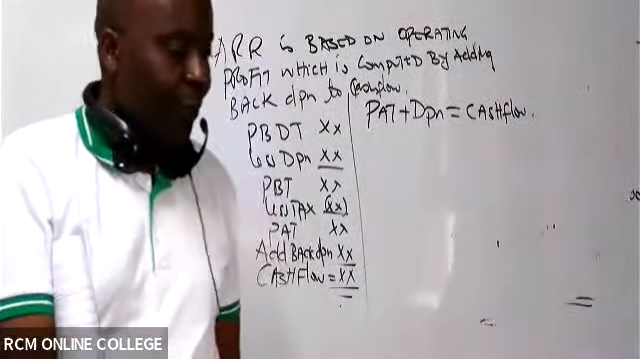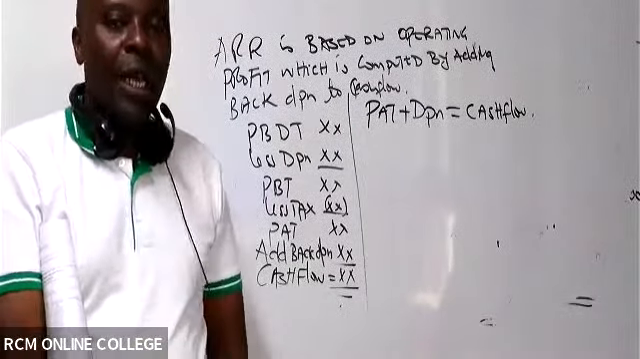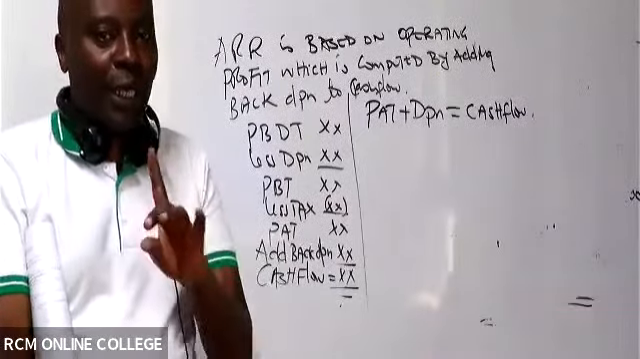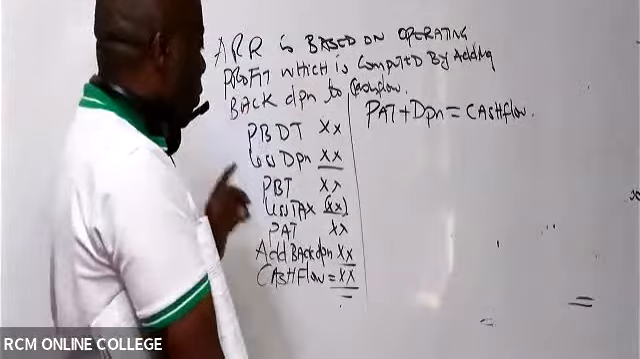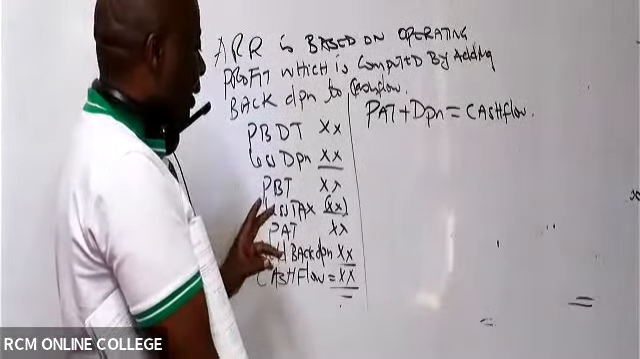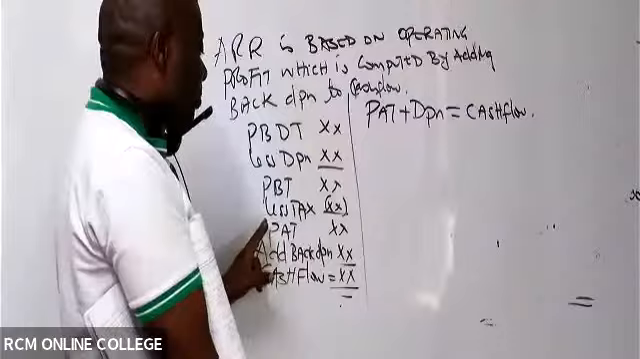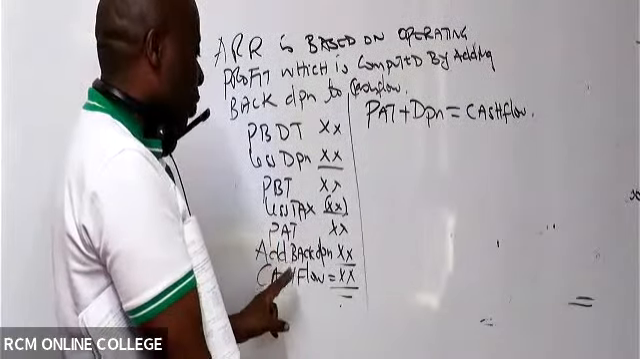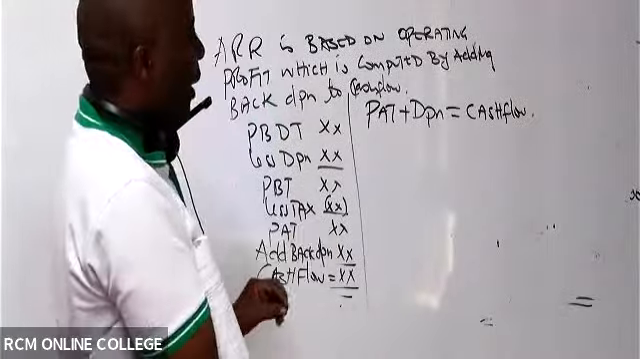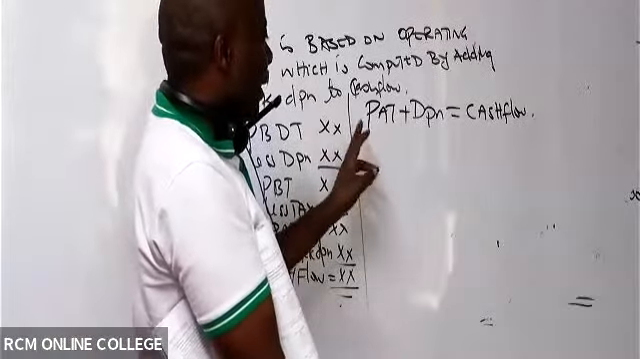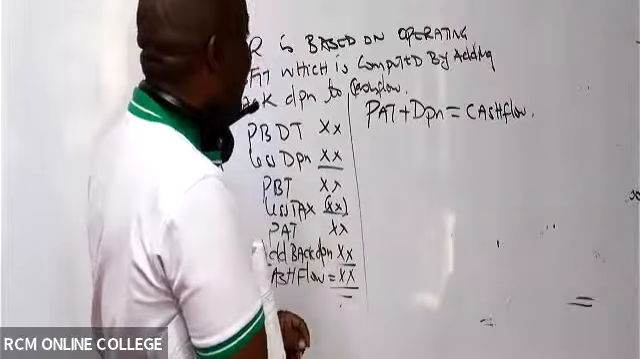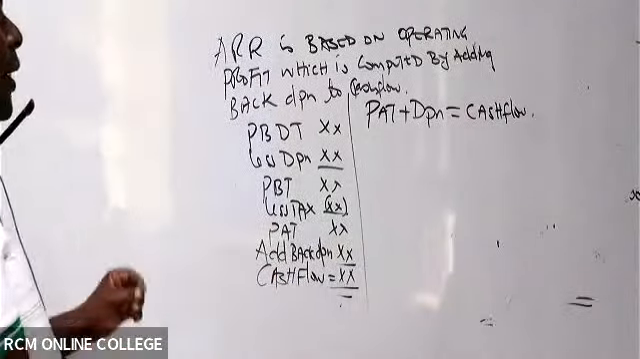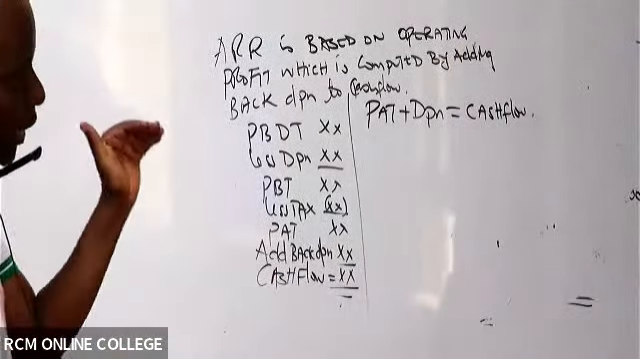Can we continue? Thank you so much. I would want us to start by making a change. I realized I've confused here. From this equation, once you get PAT, you always add back depreciation to get cash flow. So PAT, the profit after tax, plus the depreciation is how we are able to get our cash flow.